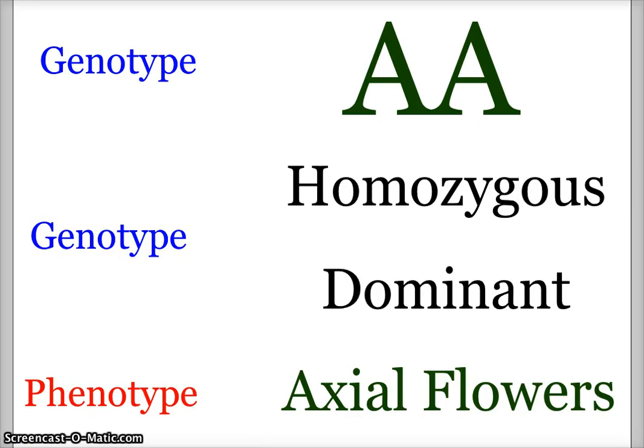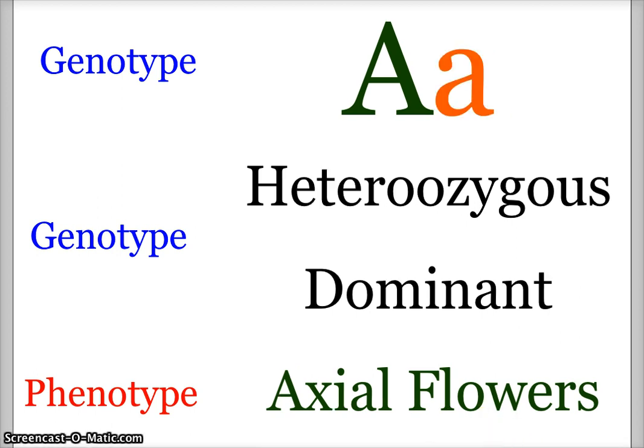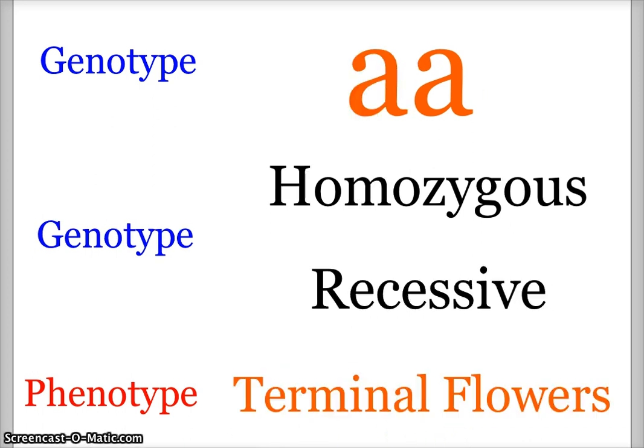Okay, so let's review really quickly. Genotype AA, this is the genotype homozygous dominant. The phenotype would be the dominant trait, axial flowers. For the genotype Aa, this is known as heterozygous, and this phenotype would be axial flowers because the dominant trait will show through in a heterozygote. For the genotype aa, this genotype is homozygous recessive, and when it is homozygous recessive, we are looking at a phenotype showing the recessive trait, and in this case that would be terminal flowers.